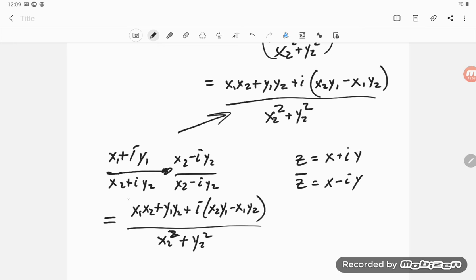Okay, so, I could have left it looking like that, but we usually don't, because that's not the typical form of a complex number, right? We want a complex number to look like this, and so that is our division.